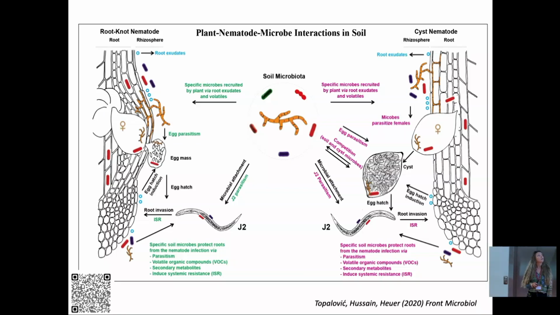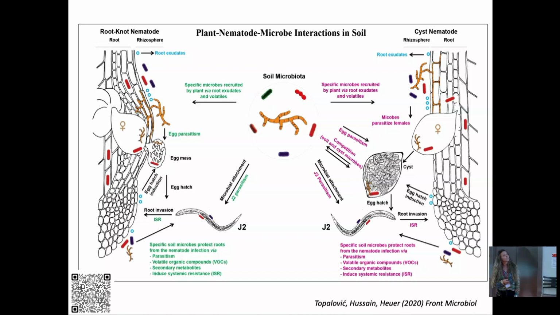During my research, I have focused the most on plant parasitic nematodes, and in particular these root knot nematodes on the left side. They have a specific life cycle. The J2 stage, or the second stage juvenile, hatches from the eggs in soil, infects the roots, and then during feeding becomes sedentary and eventually develops into fat females that produce eggs in egg masses.